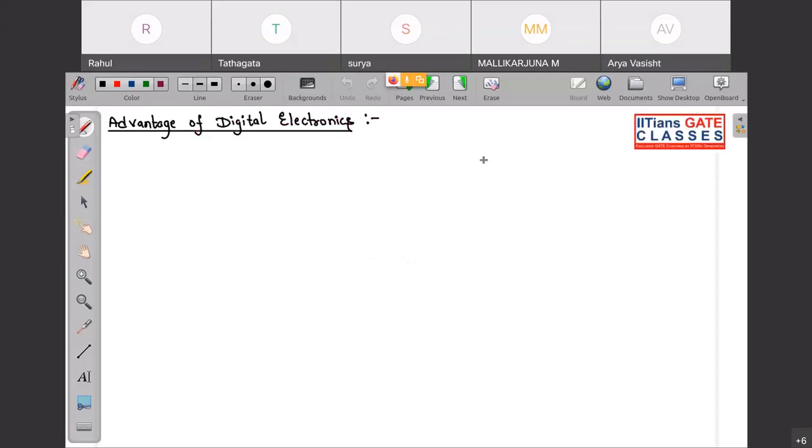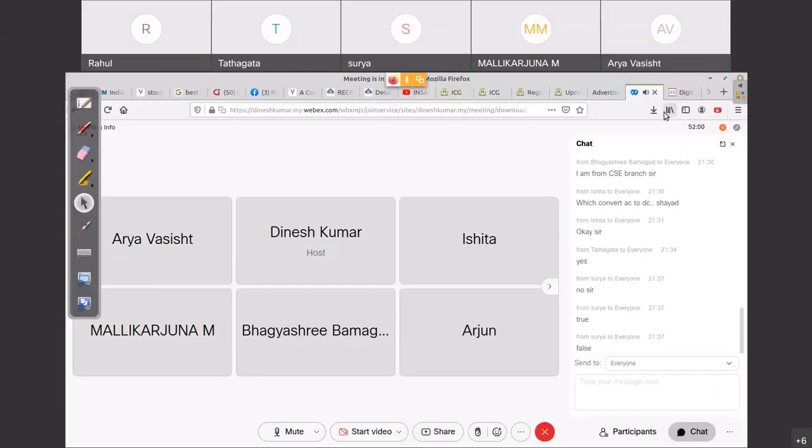Now let me ask you, what are the advantages of digital electronics? Can anyone tell me what the main advantage of digital electronics is? Anyone? You should know, because you are from final year. Think, stable signal. From stability of the signal, what do you mean? What does stable signal correspond to? Very good, that is a very good answer.